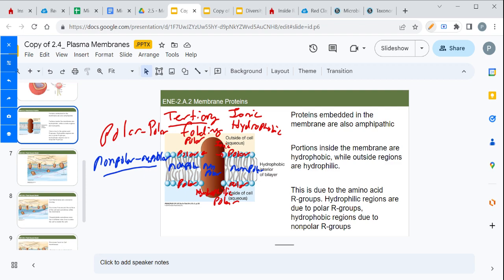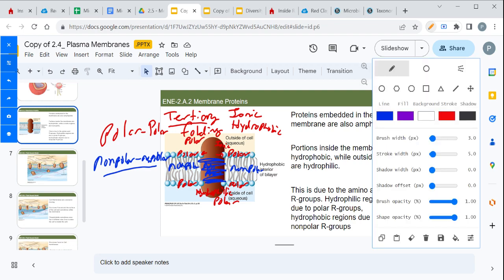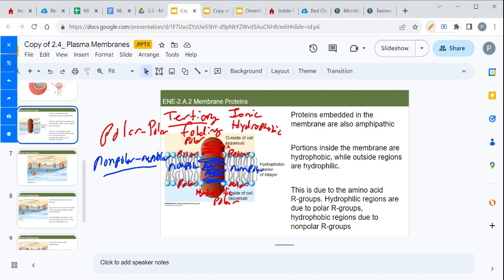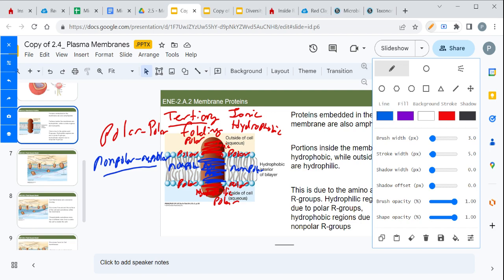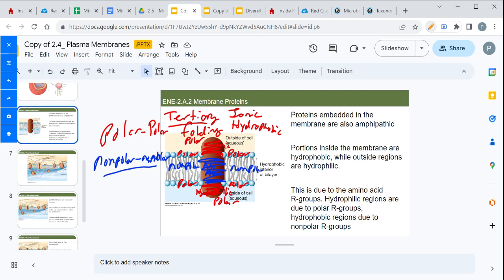So what I'm trying to make you think about is that this is a protein that's embedded into our cell membrane. It's actually designed in a way that the non-polar regions and the polar regions are facing the correct way. And then you can start to think, well, what would happen if I were to put something else in here, like maybe a non-polar substance in here.